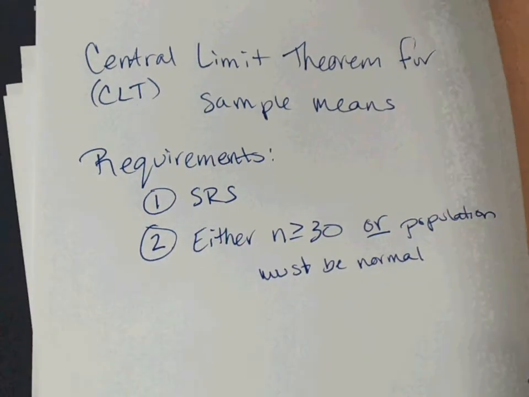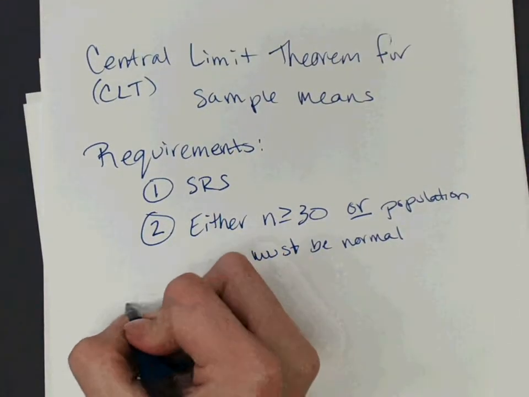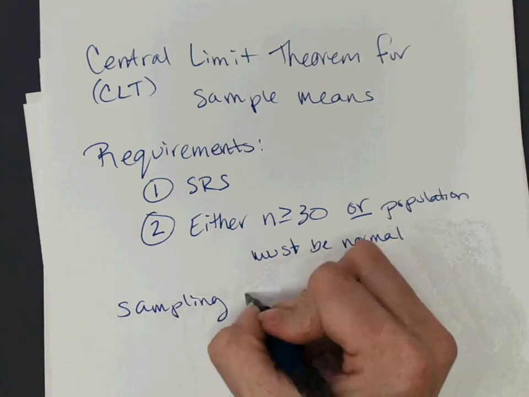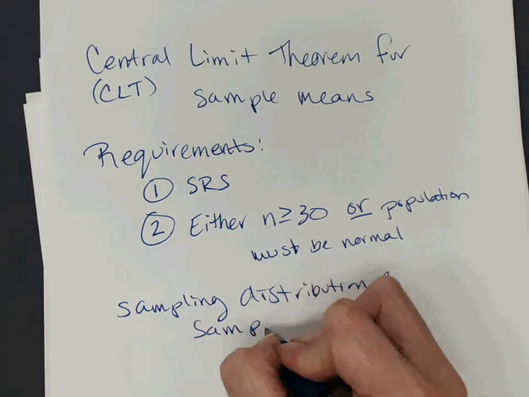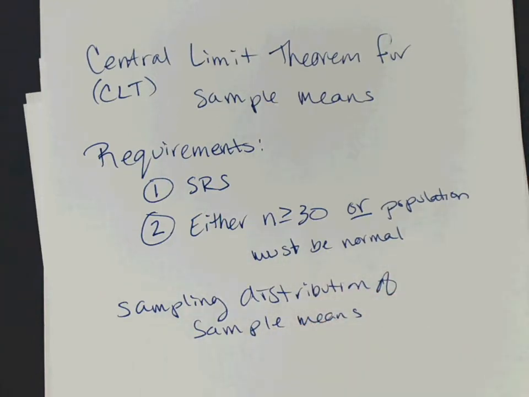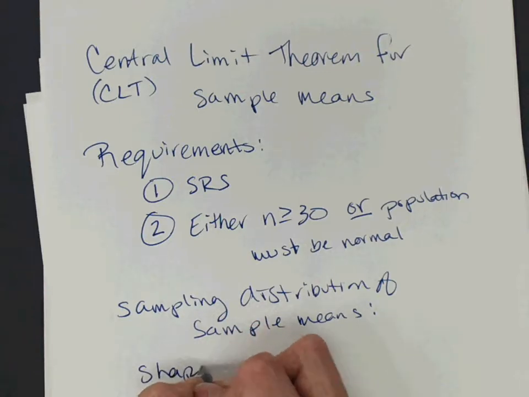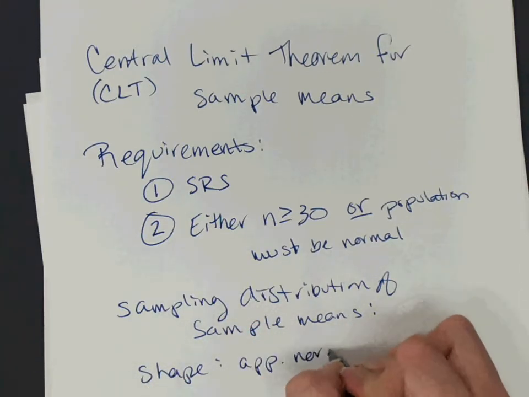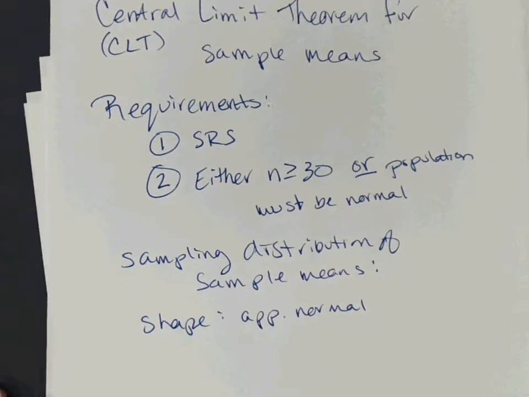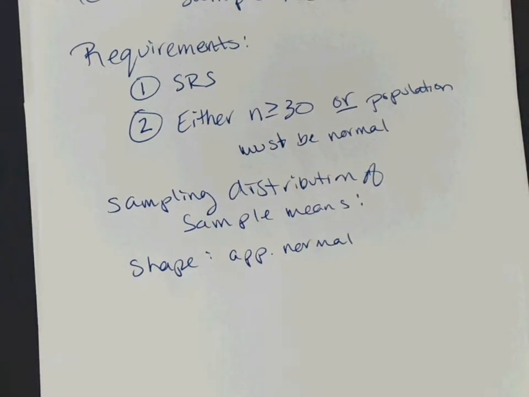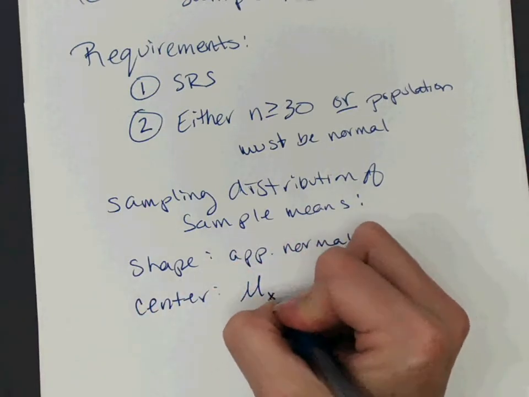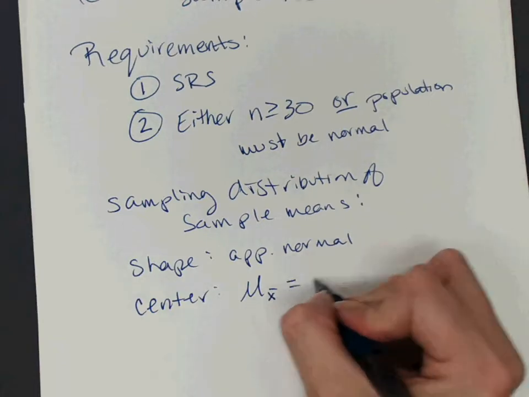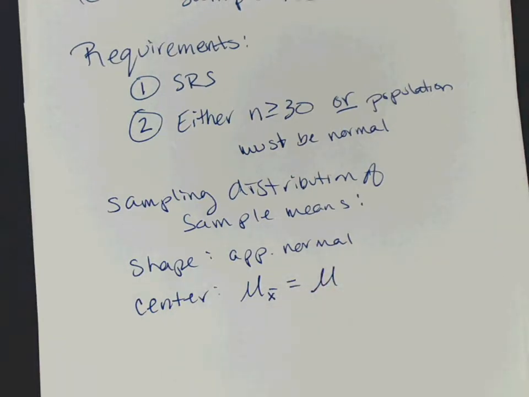Okay. Now the central limit theorem tells us several things about the sampling distribution of sample means. It tells us about the shape. It will be approximately normal. It tells us that the center, the mean of all of your x bars, the mean of all of your sample means, is going to be right around your population mean. Whatever the mean is of your population, that's where your sampling distribution is going to be centered.